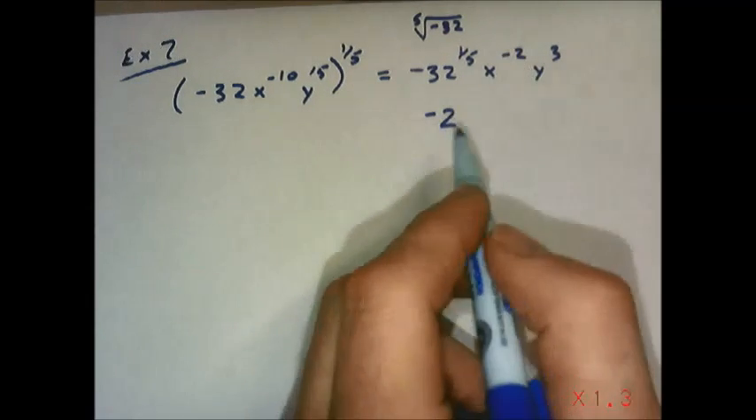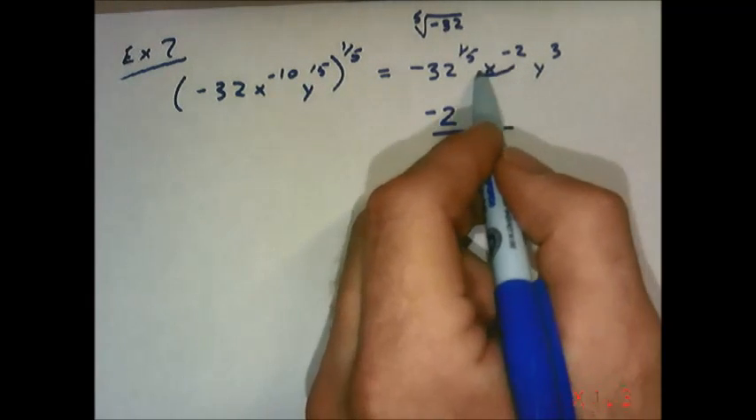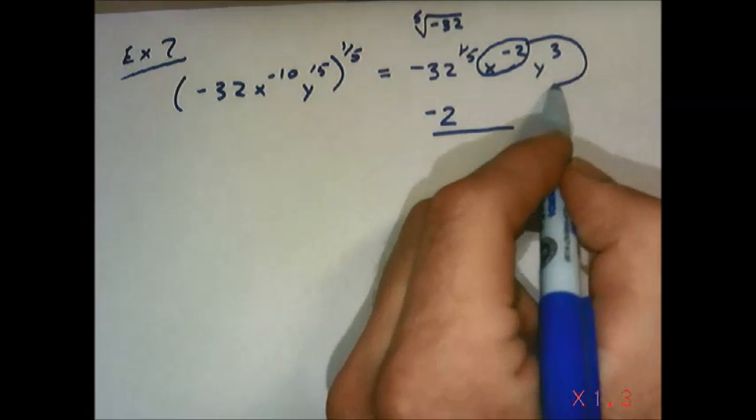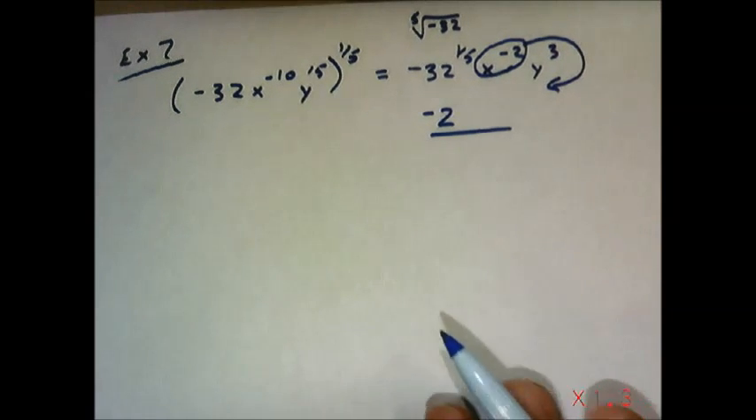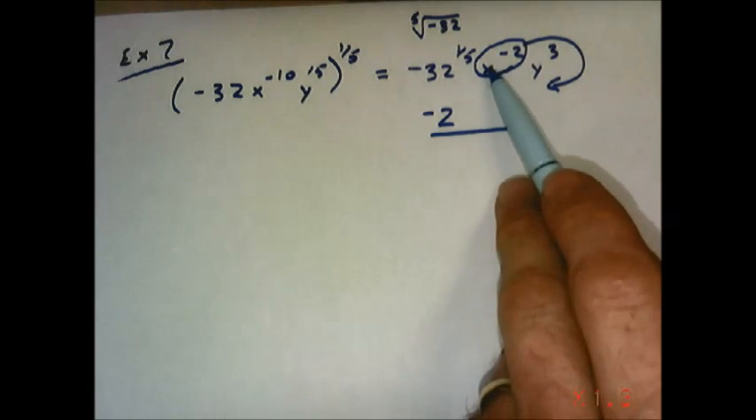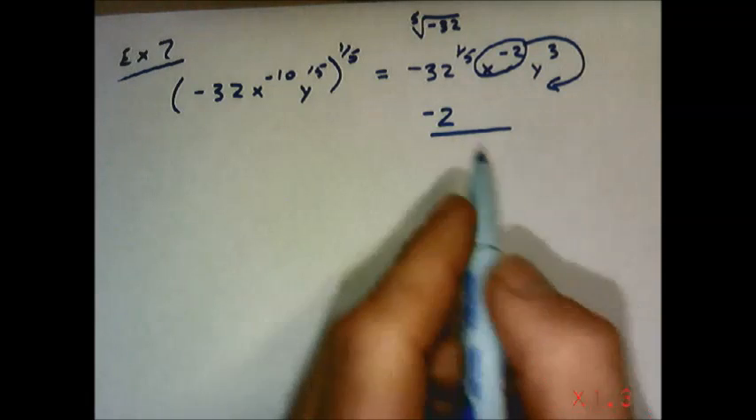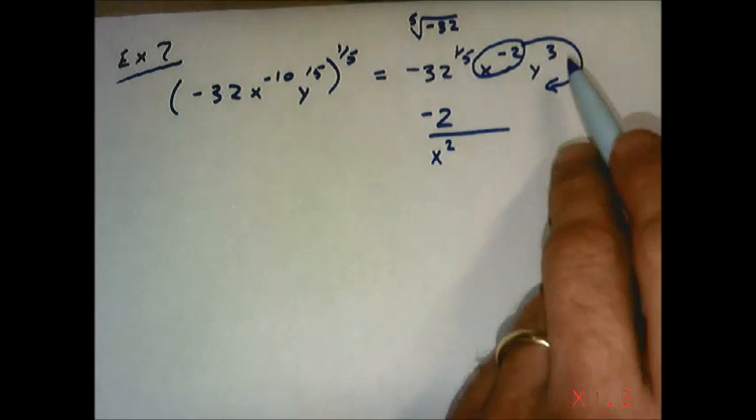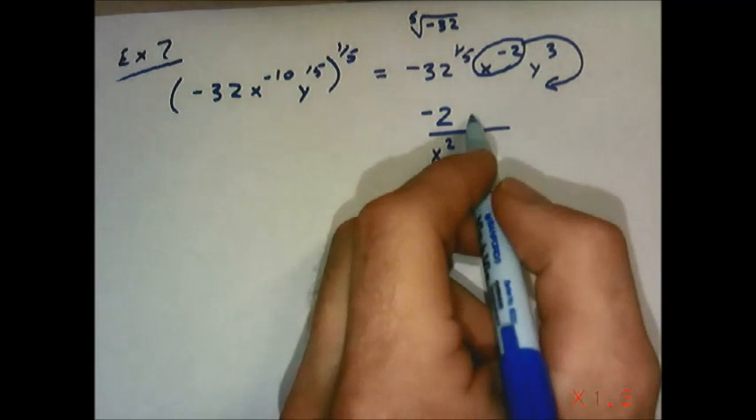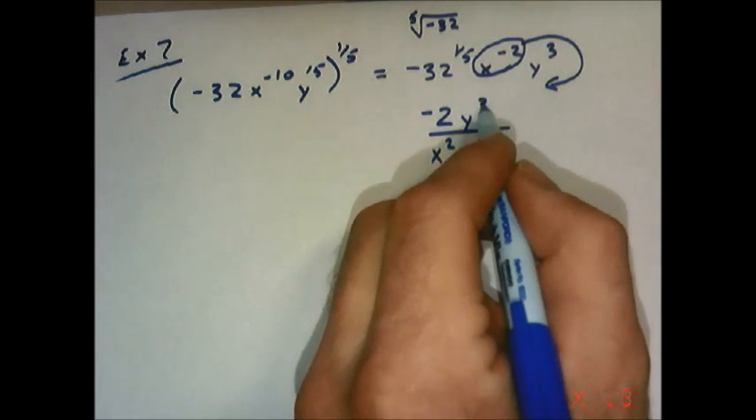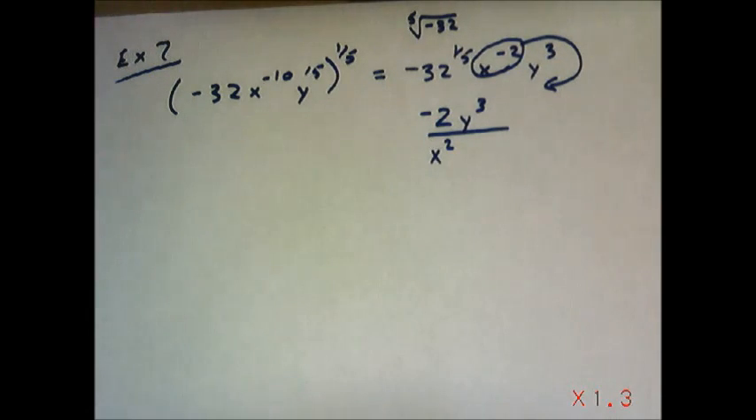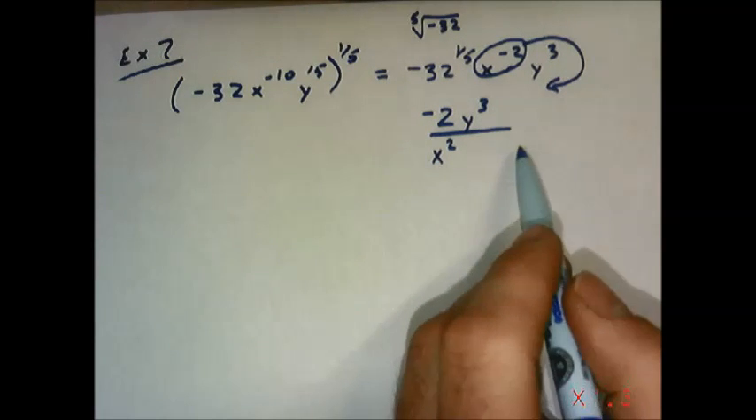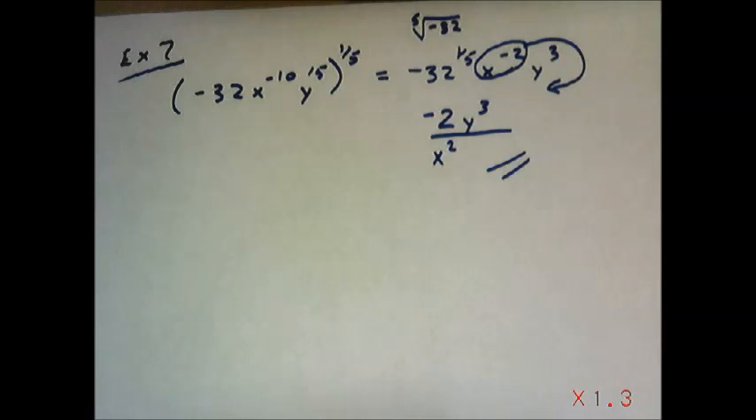If we have x to the negative 2nd, we can make that positive by taking it to the bottom of our fraction. Remember, we only move the base that has the negative exponent. So we're going to end up with an x to the 2nd on the bottom. Our y to the 3rd is still positive, so we'll have our y to the 3rd on the top. And that's going to be our final answer. Negative 2y to the 3rd over x squared.